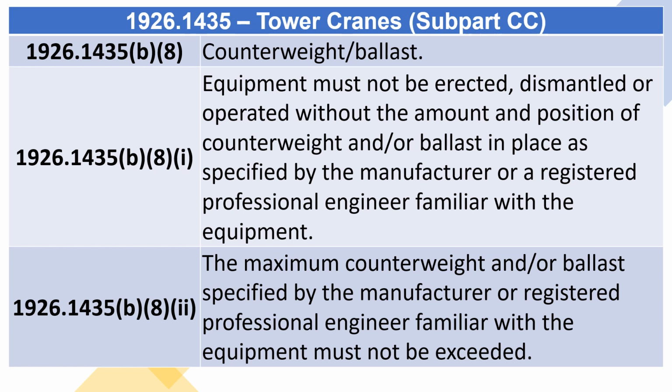1926.1435(b)(8), Counterweight/ballast. 1926.1435(b)(8)(i) and (b)(8)(ii), equipment must not be erected, dismantled or operated without the amount and position of counterweight and/or ballast in place as specified by the manufacturer or a registered professional engineer familiar with the equipment. The maximum counterweight and/or ballast specified by the manufacturer or registered professional engineer familiar with the equipment must not be exceeded.